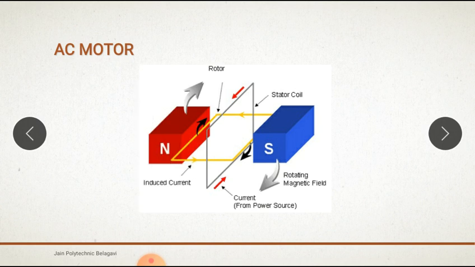The AC motor works on the principle that whenever a conductor is placed in a magnetic field, an EMF is induced in it and this circulates current in the conductor if it is closed. And the motor principle is whenever a current carrying conductor is placed in a magnetic field, it experiences a torque or a force. This is the diagram of AC motors. There is an N pole and an S pole. In between there is a magnetic field and the coil is rotating.